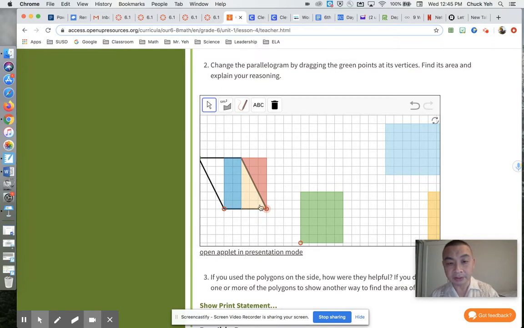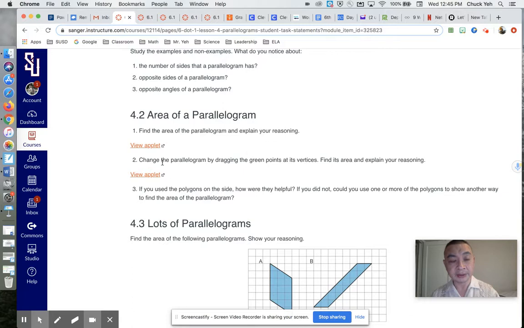1, 2, 3, 4, 5. 1, 2, 3, 4, 5, 6. So did you get 30? 30 square units. You can make your parallelogram as big or as small as you want. We're not doing number 3.